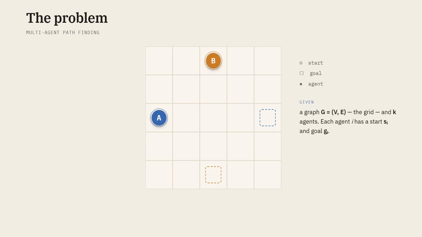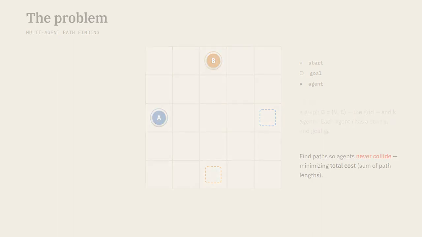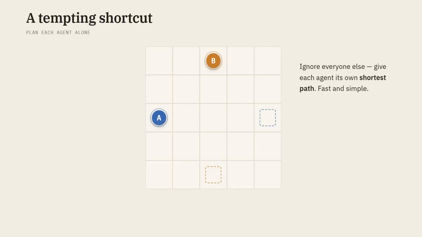Formally, we're given a graph, usually a grid, and a team of agents. Each agent has its own start cell and its own goal cell. Time advances in discrete steps. At every step, an agent may move to a neighboring cell or wait in place. The task is to find a path for every agent so that none of them ever collide, while keeping the total cost as small as possible.